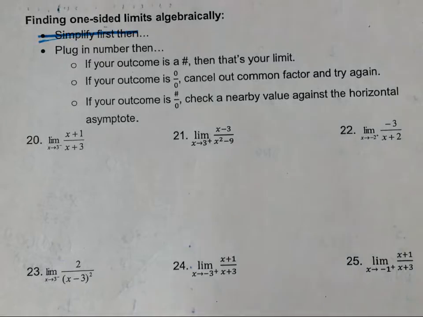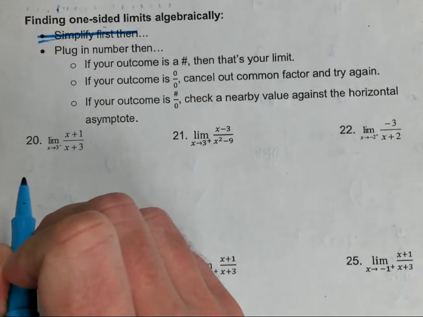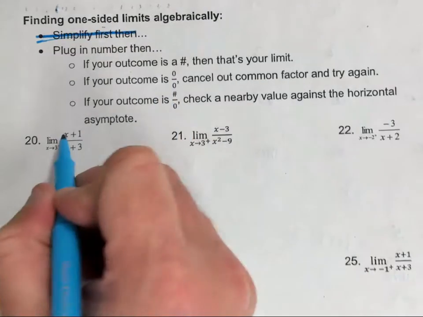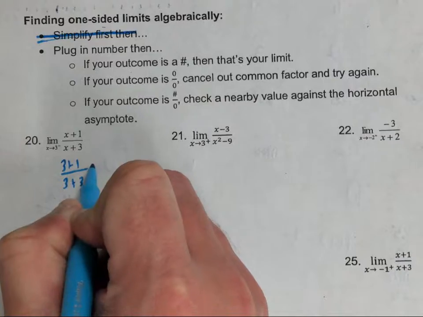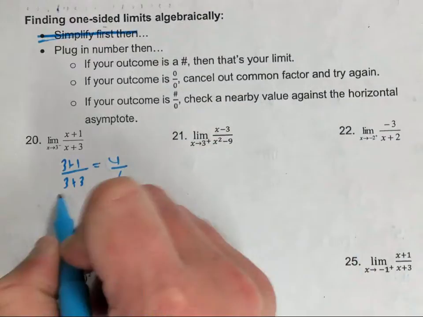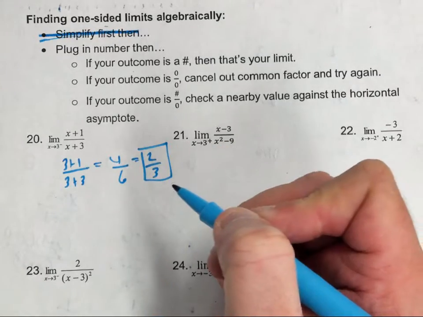Okay, so let's look at this. On number 20, this is a one-sided limit, because I see x approaches 3 from the left. I'm going to do direct substitution, see what I get. 3 plus 1 is 4, and 3 plus 3 is 6. So that gives you 2/3. Is that a number? That's your answer.